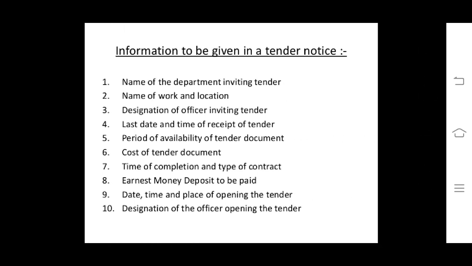Information to be given in the tender notice. Name of department inviting tender, name of work and location, designation of officer inviting tender, last date and time of receipt of tender, period of availability of tender document, cost of tender document, time of completion and type of contract, earnest money deposit to be paid, date, time and place of opening the tender, and designation of the officer opening the tender.